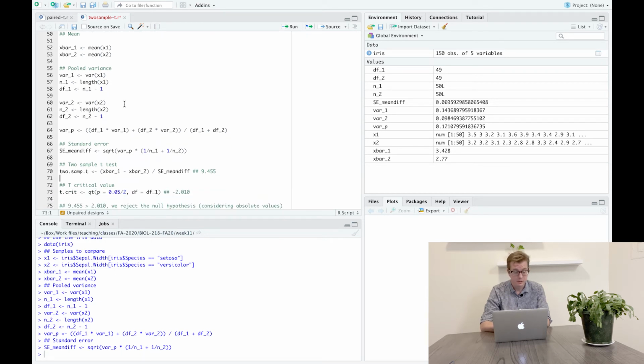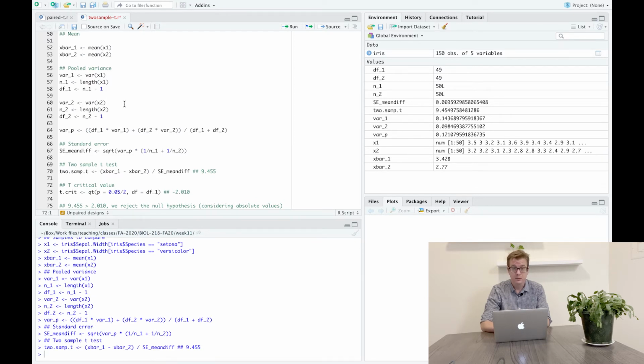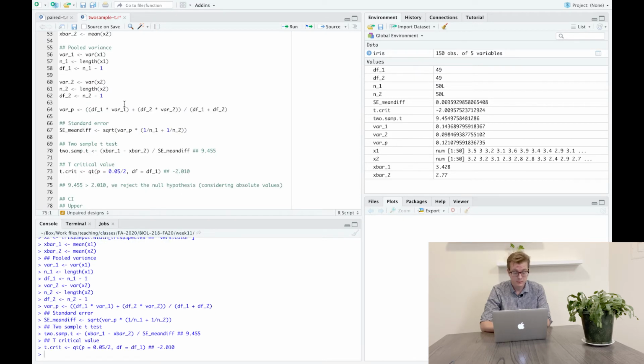We can then plug all of that into our two-sample t-test equation, and we get 9.455. We then need to calculate a t critical value to compare to that t statistic, and so we can run the qt function using a p of 0.05, and the degrees of freedom. Just pick the degrees of freedom of either sample 1 or sample 2 since they have the same number of observations, and that gives us negative 2.010, or 2.010 if we are considering the absolute values.